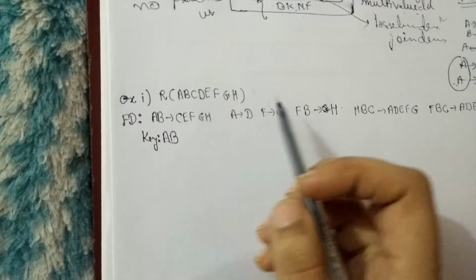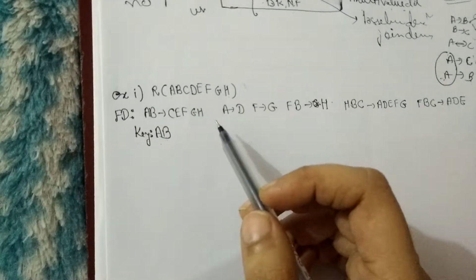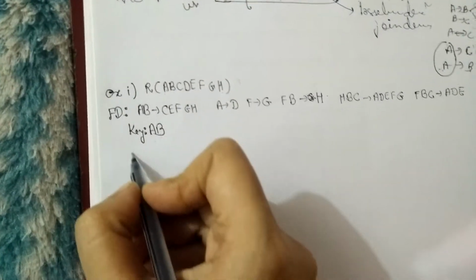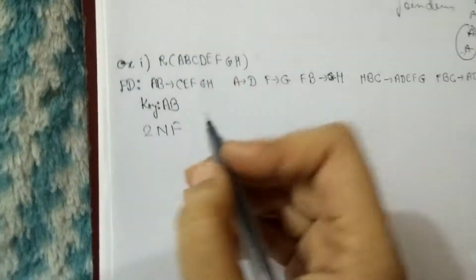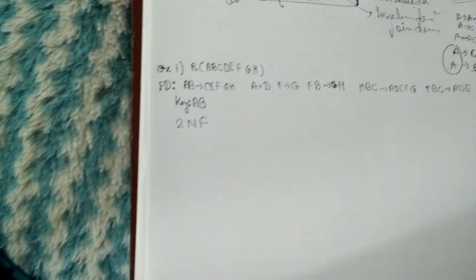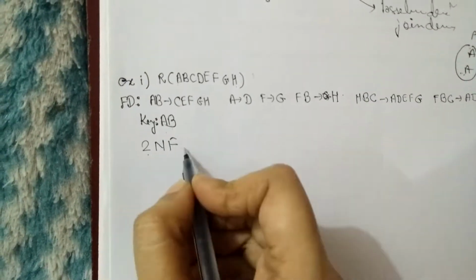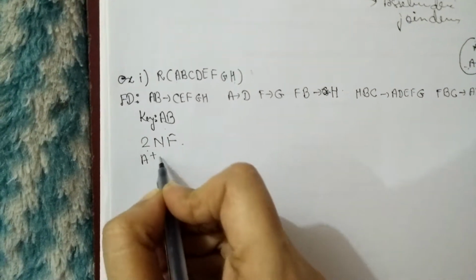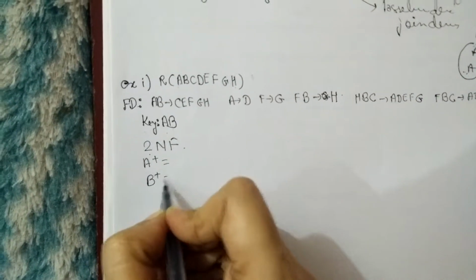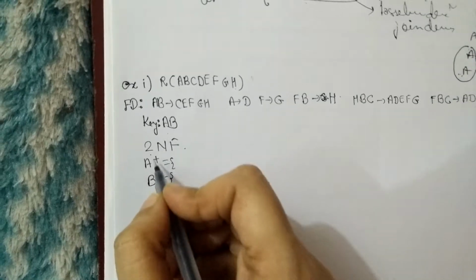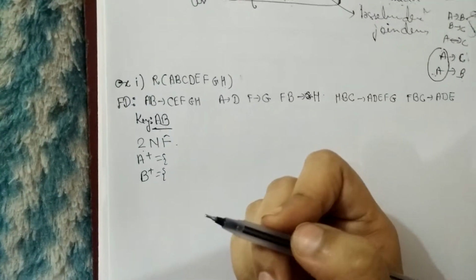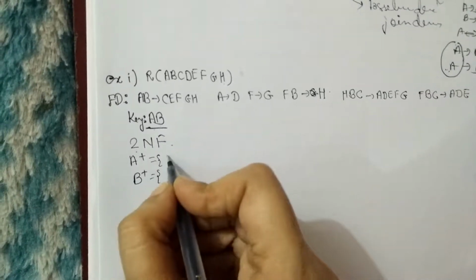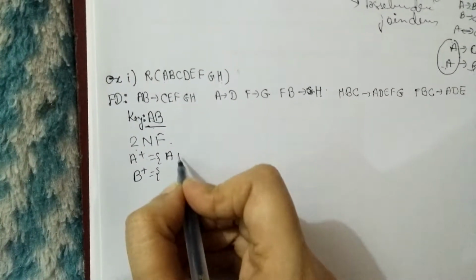The given relation is already in 1NF, so now we are going to convert it into 2NF. To find the relations in 2NF, first we have to find the closure of A and the closure of B. Why are we finding the closure of A and B? Because they are the attributes of our key. So let us find the closure of A.